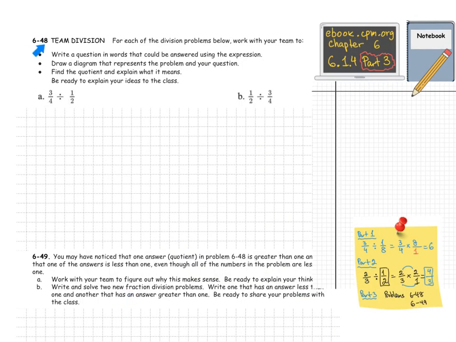Problem 6-48, team division. For each of the division problems below, work with your team to write a question in words that could be answered using the expression. Draw a diagram that represents the problem and your question. Find the quotient and explain what it means. Be ready to explain your ideas to the class.